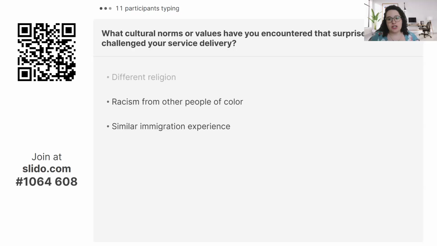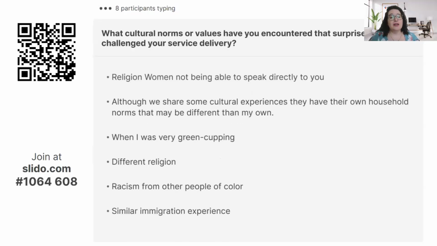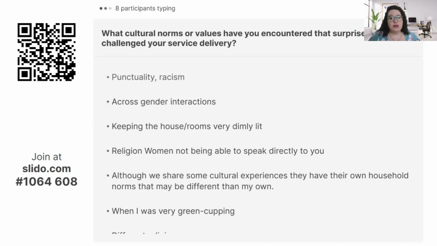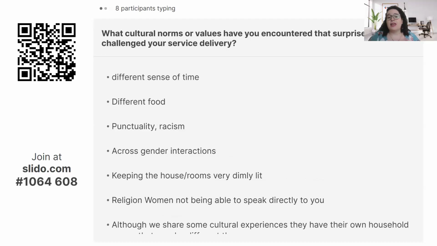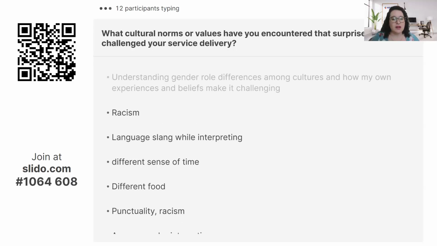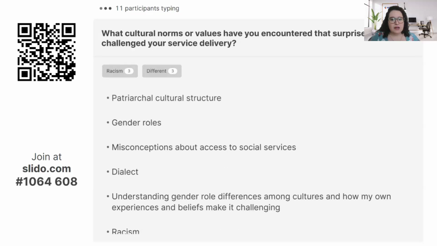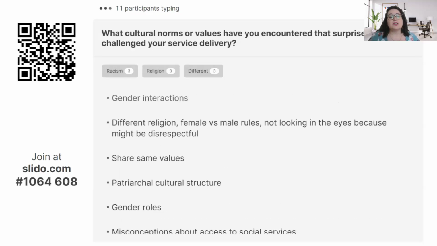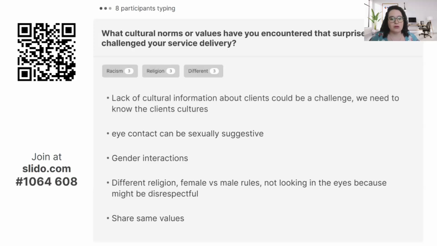Okay, so if you have a similar immigration experience, racism from other people of color, being of a different religion, we share some cultural experiences. They may have household norms that are different. If you grew up in the US and they grew up in a different country, if there's differences across gender interactions, who's going to speak to who or feel comfortable. The rooms are very dimly lit. That's a good one. Misconceptions about access to social services, dialect. So you share a language with someone, but you can't understand everything in their dialect or certain slang or local.